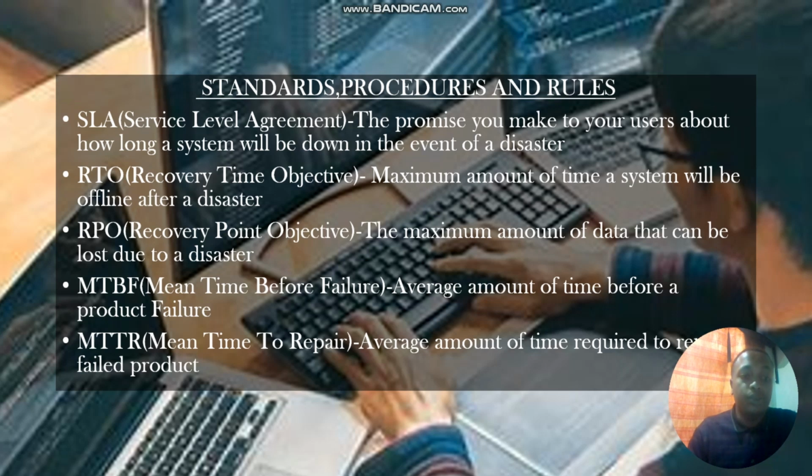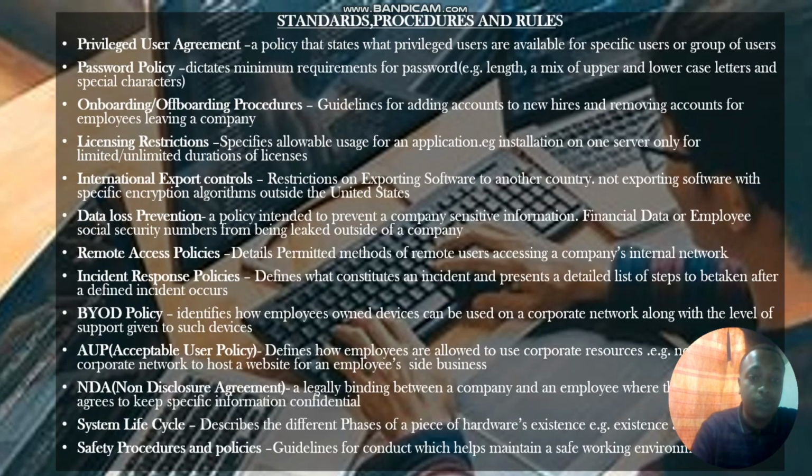There's what we call mean time before failure, and this is the average amount of time before product failure. There's also what we call the mean time to repair, which is the average amount of time required to recover a failed product or network. There's what we call a privileged user agreement, and this is a policy that states what privileged users are available, and for specific users or groups, it states whatever privileged users you have and which group they belong to in your system.